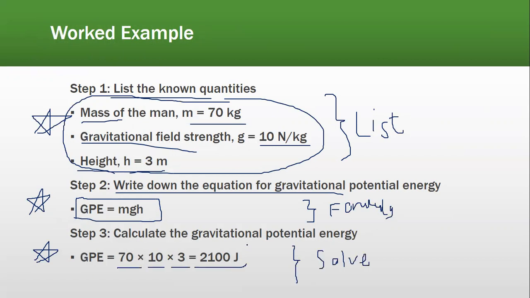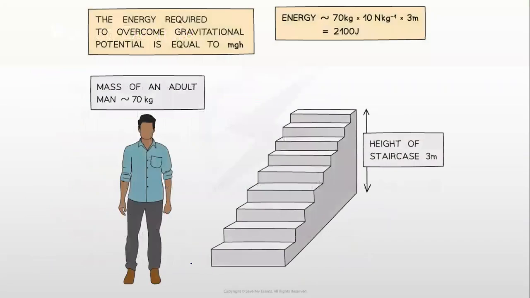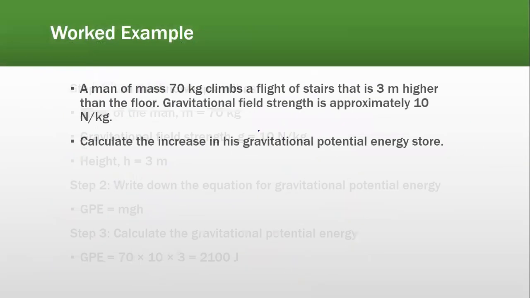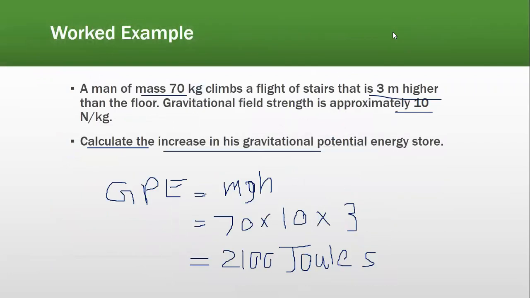70 into 10 into 3 gives you the answer of 2100 joules. So the energy required to overcome the gravitational potential is equal to mgh. So the mass of an adult was 70. Here आपके पास height थी, this was the height. And this person needed 2100 joules of energy to climb 3-meter high stairs. This is the calculation of gravitational potential energy, the formula, the definition, the relationship with height. These are all very important concepts to remember.